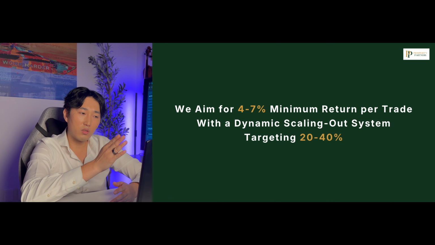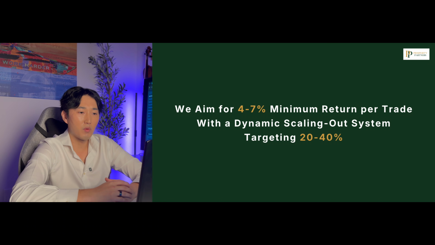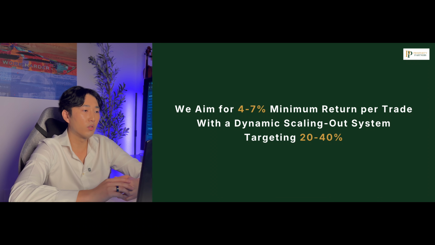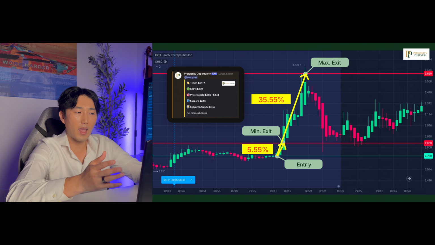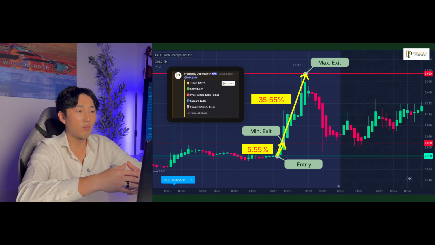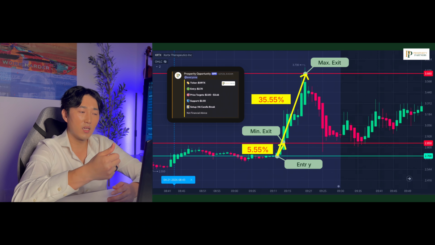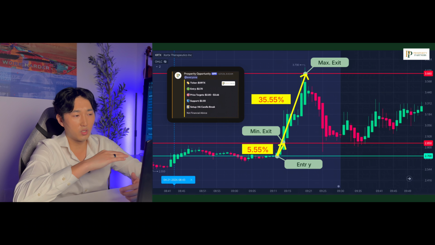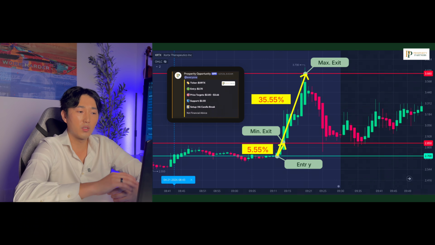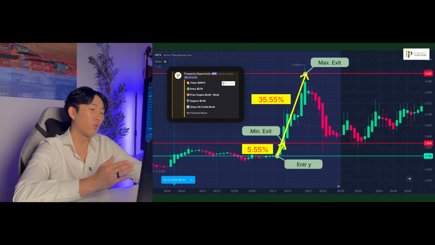We aim for that 4 to 7% minimum return per trade, which is the minimum target we always get, with a dynamic scaling out system, which is our second target, targeting about 20 to 40% on average. Here you can see an example of what you can expect. For example, here XRTX: you'll get hand-picked deliveries from our analysts, including myself, the main analyst. We issue these opportunities with entry, first target, second target, and support, which is our stop loss. On roughly the first target, you'll make about 5%, between 4 to 6%. Second target, in this case, was 35.55%, like I said, between 20 to 40% on average.